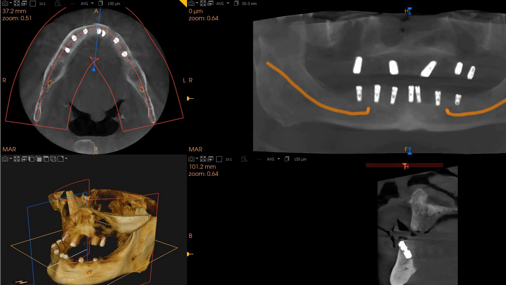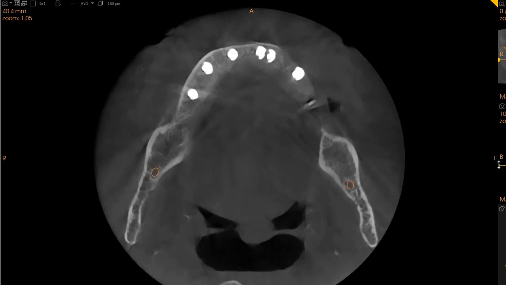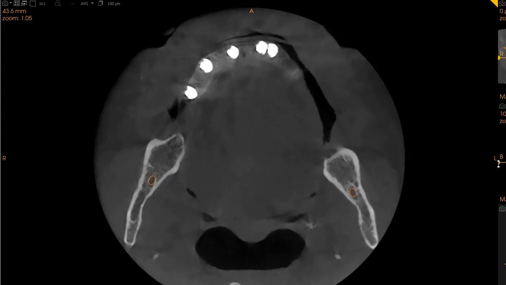This is the CBCT of the patient that you had requested. The area of interest is post implant surgery. Now we'll start with the axial view for better understanding of all the implants together. This is the lower jaw. As you can see, we've got approximately seven implants in the lower jaw.